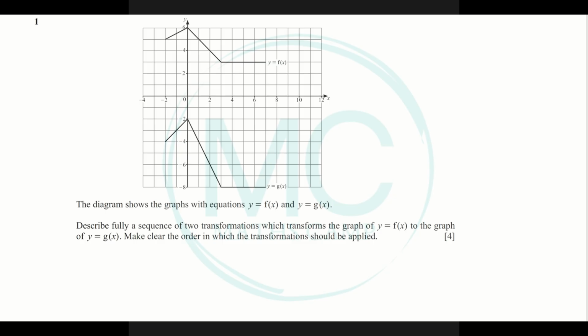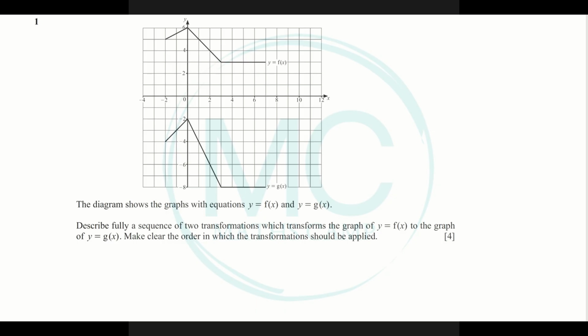F of x lies at the top. It covers 1, 2, 3, 4, 5, 6, 7, 8, 9 blocks. Now we can see how many blocks g of x covers. 1, 2, 3, 4, 5, 6, 7, 8, 9. Both graphs cover the same number of blocks horizontally, which means there is no stretch parallel to the x-axis.